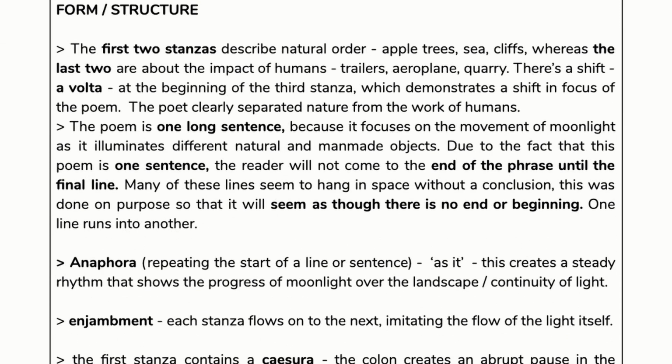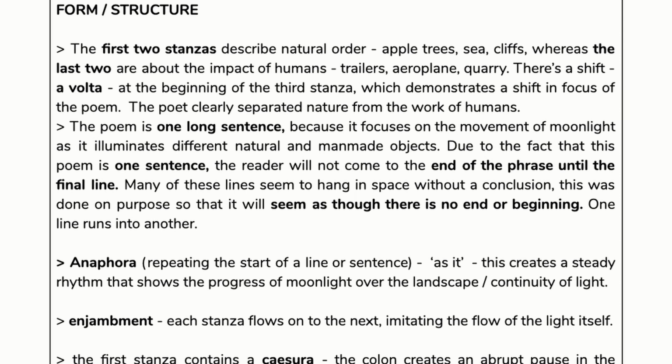So firstly, with some form and structure ideas, we have this shift in perspective between natural order, or natural features of the landscape, the apple trees, cliffs, sea, and then to human features, trailers, aeroplane, quarry. We call this a volta. So when there's a turning point in the poem and suddenly we change perspective or the focus shifts quite clearly, the term for that is a volta. It's a really good form point to get into essays. So make sure you're good at identifying and using voltas.